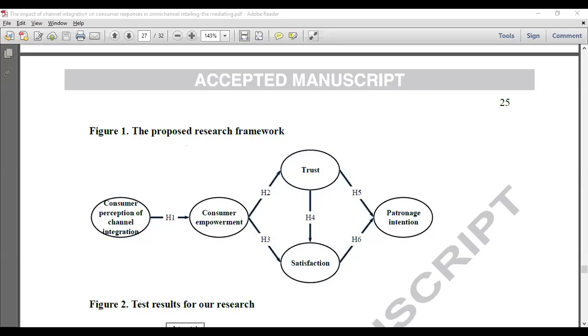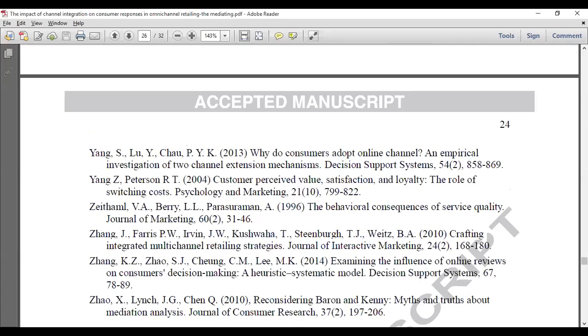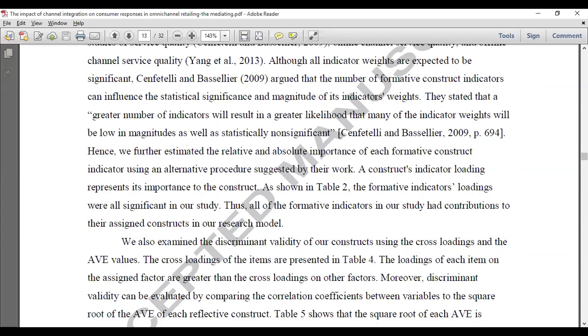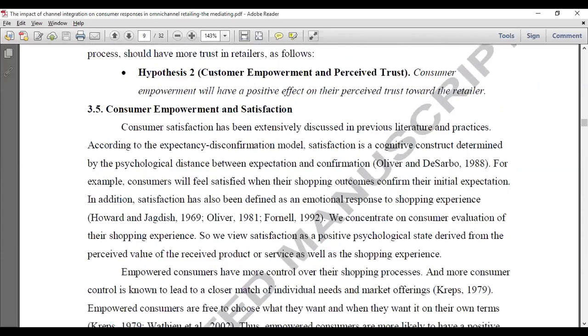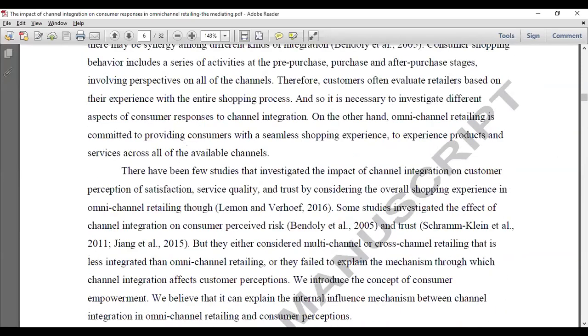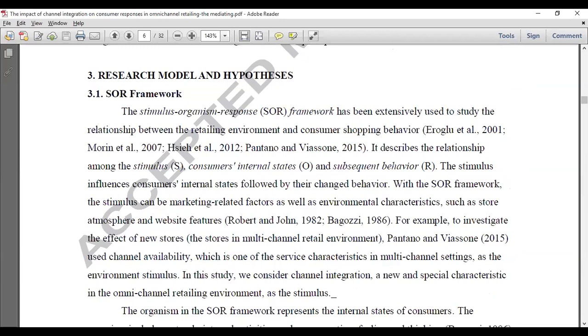Let me show you a little bit about the underpinning theory, which we just discussed. This is the stimulus-organism-response framework, which has been extensively used to study the relationship between the retailing environment and consumer shopping behavior.